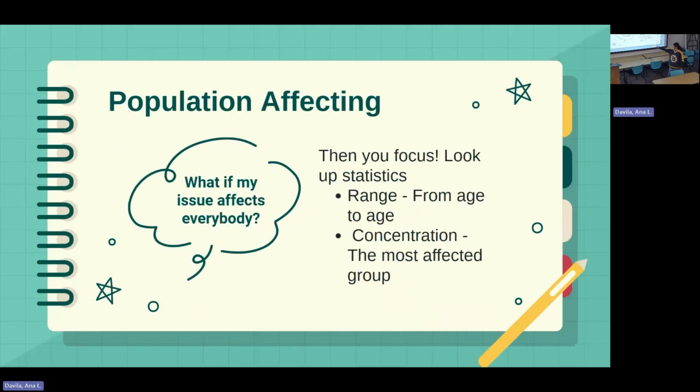No? Okay. So what if my issue affects everybody? You didn't have that question, but this is a repeating question that comes up every semester. If your issue affects everybody, then you have to focus. You have 2 options. You can do range or you can do concentration. The range can be from this age to this age, or the concentration is the most affected group. As nurses, you know that there are some groups of people that are more affected than others, right? So try to think about that. There's always one group over all of those that is the most affected.